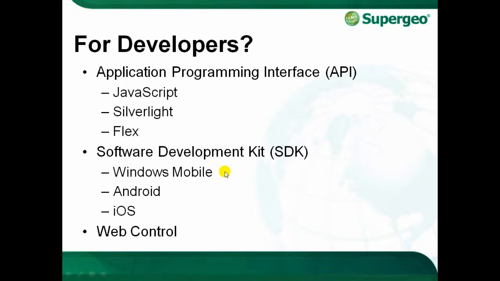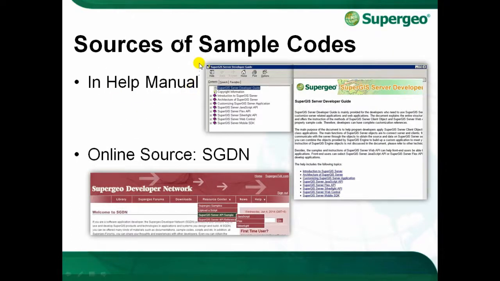We have SDKs based on three OS. One is Windows Mobile, either Windows Mobile 6.1 or 6.5. We also support the Android platform and the iOS part. And another one is we also support the web control for developers. So today I'm going to focus on the API part and teach you how to utilize the JavaScript API.